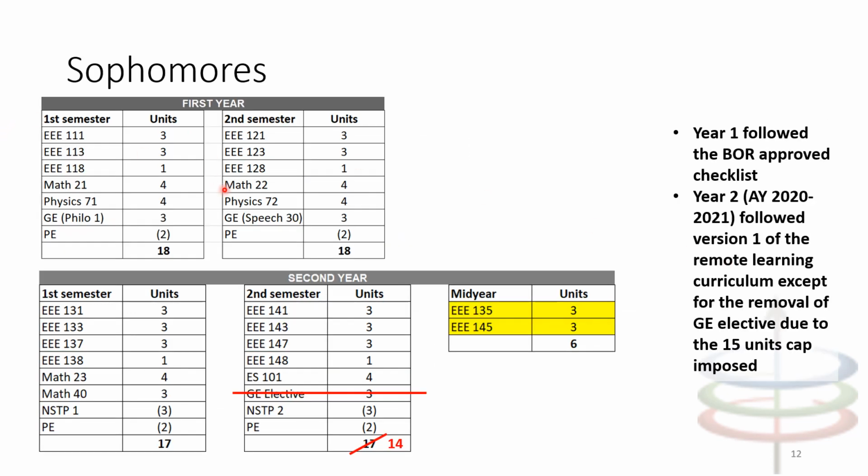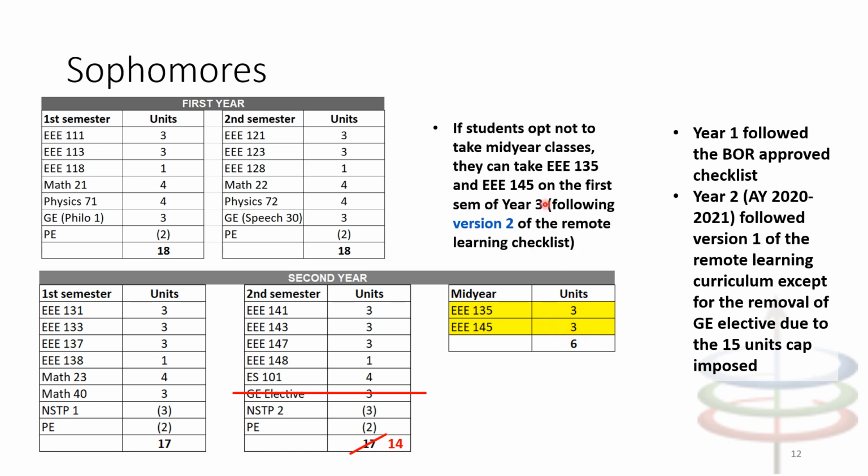For the sophomores, the first year was pre-pandemic. Second year first sem had a 17 unit cap, while the second semester had a 15 unit cap. So 1 GE was removed, and they are scheduled to take 135 and 145 this mid-year.